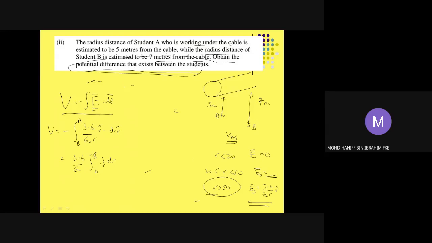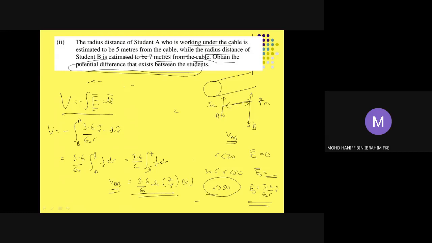So A to B is basically the distance from the cable, and then we have 3.6 over epsilon naught, integration from A, which is 5, to B, which is 7, of 1 over R dr, and in the end the potential difference should be 3.6 over epsilon naught of ln 7 divided by 5, in both units. That should be VAB, the potential difference between point A and point B. Based on this, you can see that the potential difference depends just on the distance of the points from the cable, and it does not depend on the distance between the points.